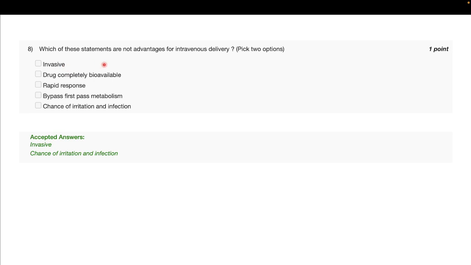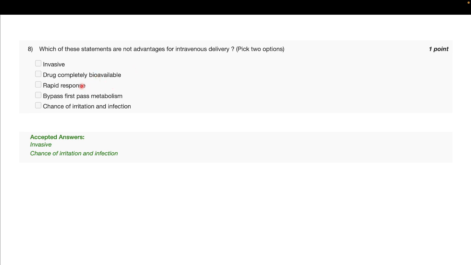So we have to list down the disadvantages of IV route. So invasive is correct because you're injecting something, it's definitely going to be invasive. Drug is completely bioavailable is actually an advantage if you want an immediate effect. In any drug delivery system, you want most of your drug to be bioavailable. That is what all these methods which we are using to enhance delivery are for, that you want to increase the bioavailability, because most of your drug gets lost because of elimination. We don't want that. So IV in that sense is very advantageous to have 100% bioavailability. So that's actually an advantage of IV.